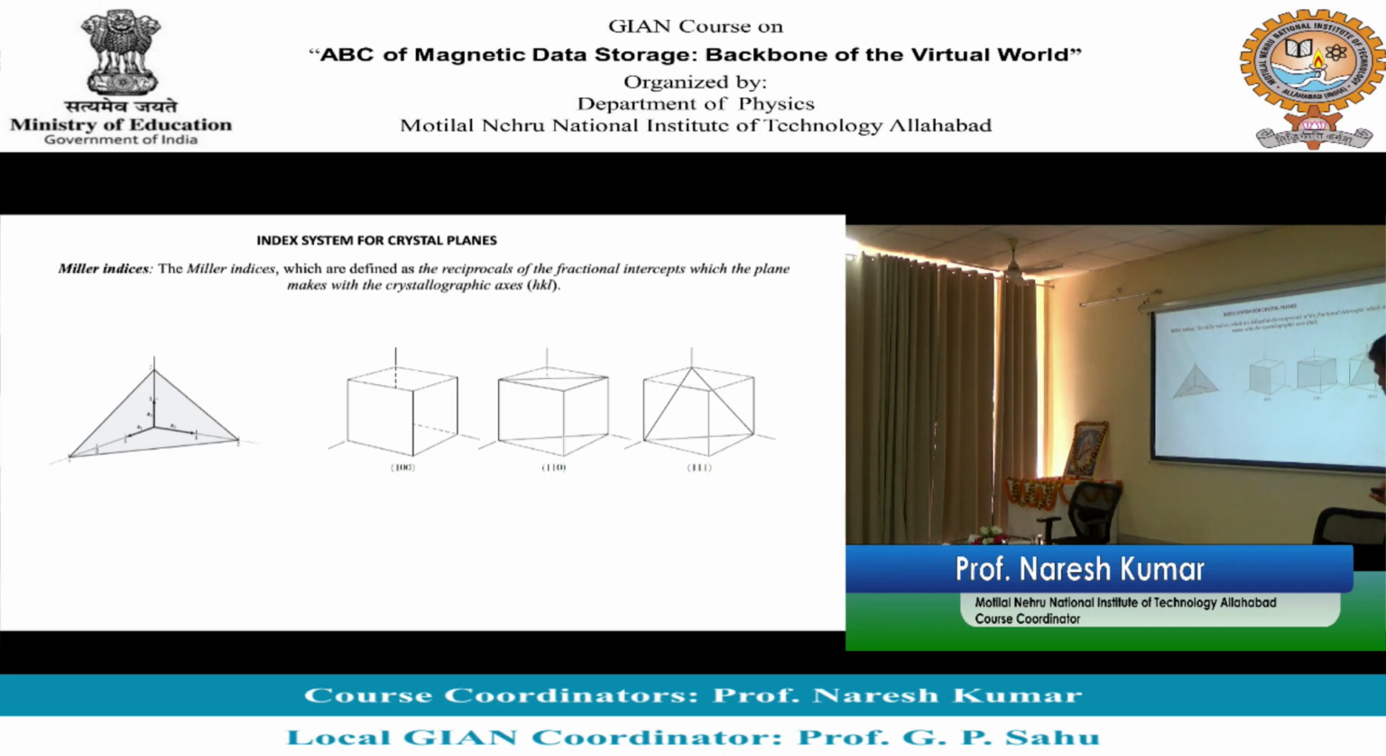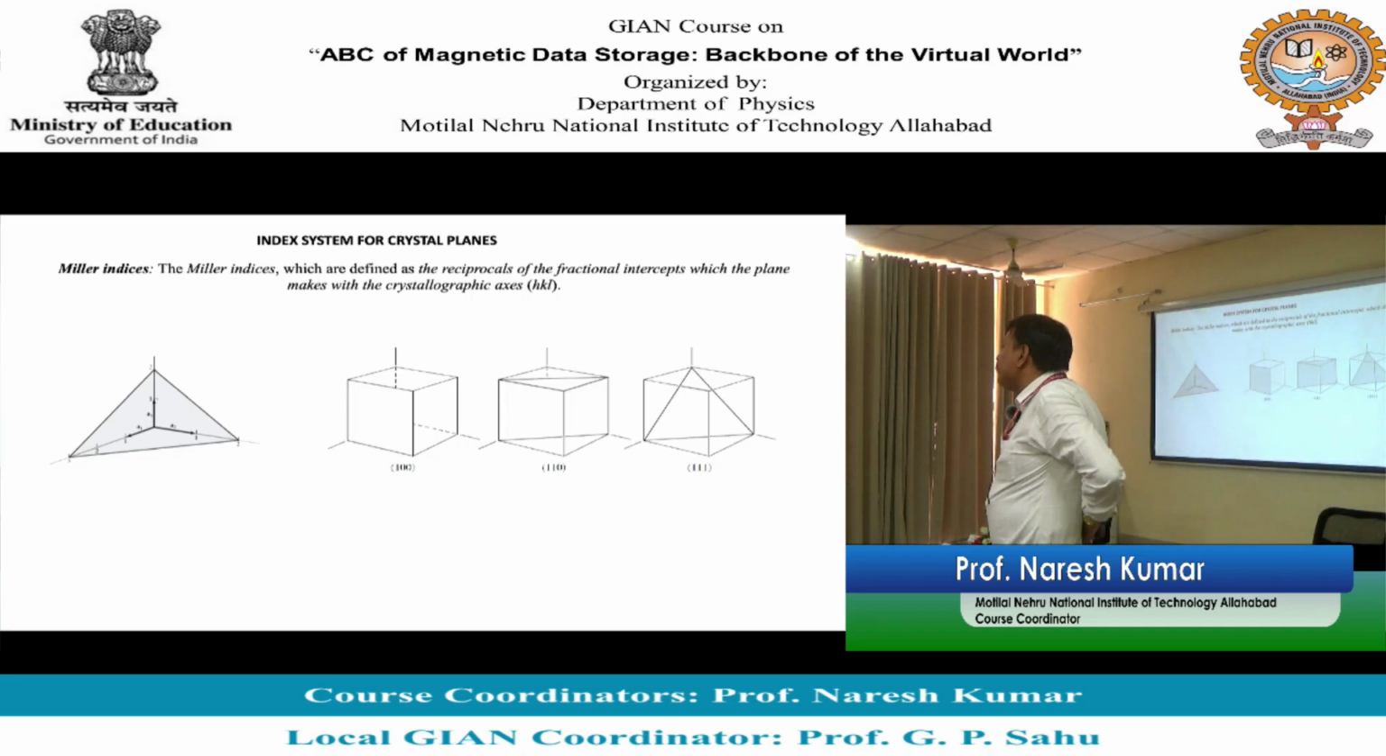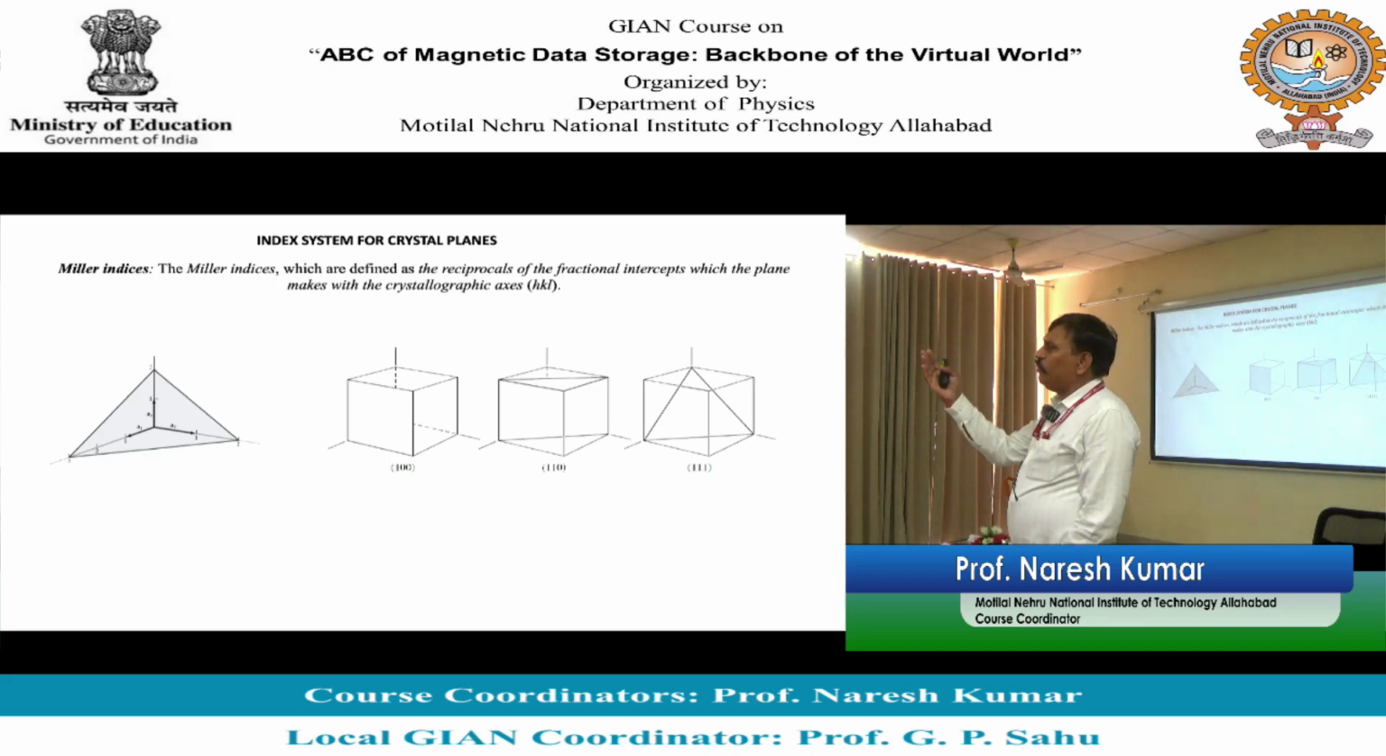And you also know this, Miller indices. Based on how my atoms are arranged, you have planes, right? And to designate these planes, you need some numbers. We call these numbers Miller indices. You take 3 integers, place them in small brackets. We call this arrangement Miller indices.